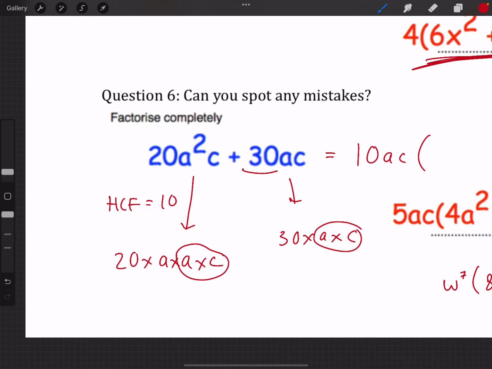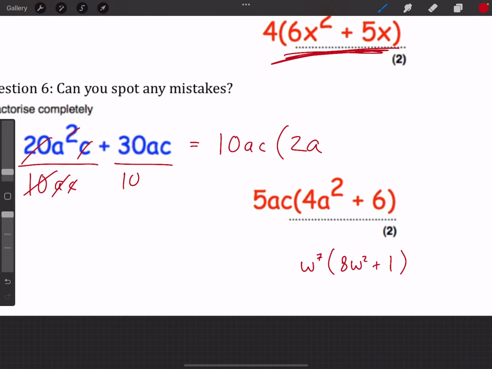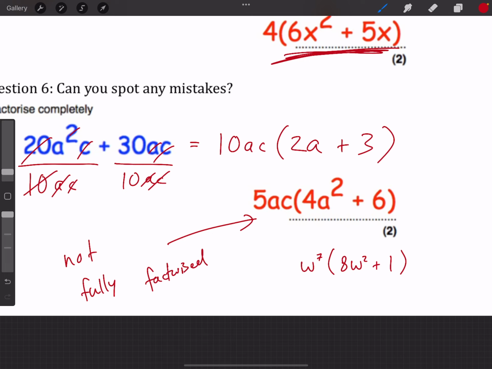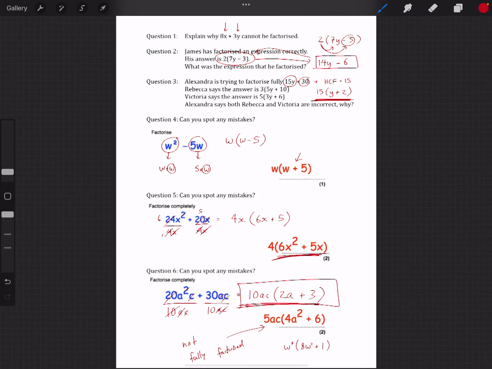Okay, let's see what we get inside. So divide this one by 10AC. 20 divided by 10 is just 2. C can disappear. A squared divided by A is just A. Now divide this one by 10AC. This 30 divided by 10 is just 3. This will be a plus. A will be gone, C will be gone, so this is 3. So therefore, this is not fully factorized. That's why it's wrong. The answer should be this one here. Okay, so there you go. Hope that clears up a few things.